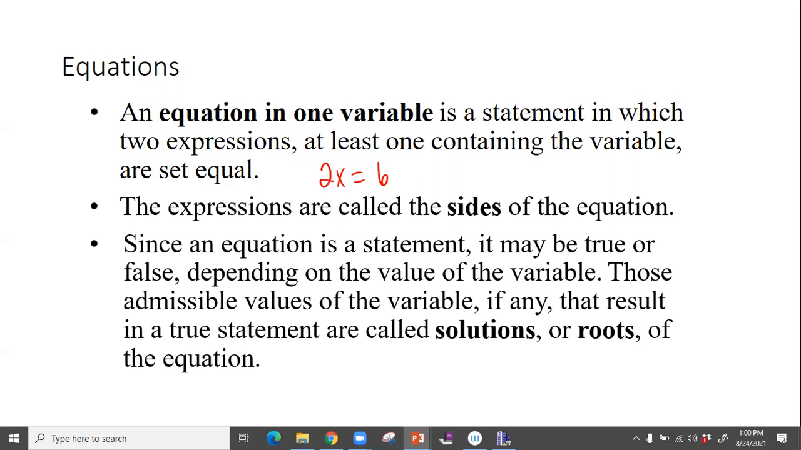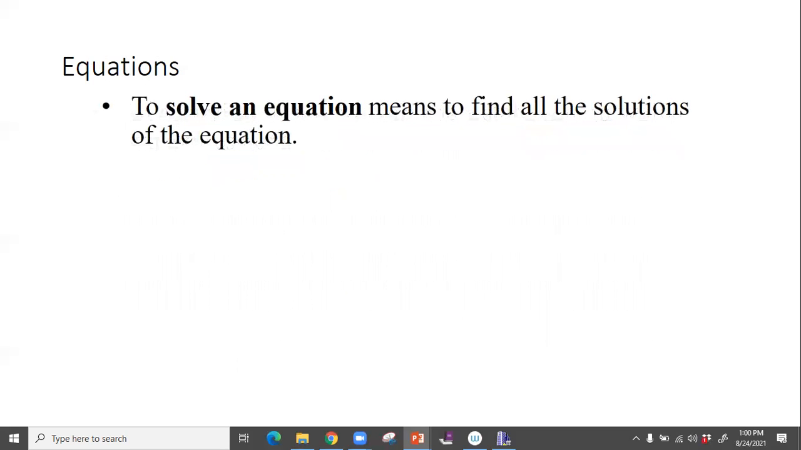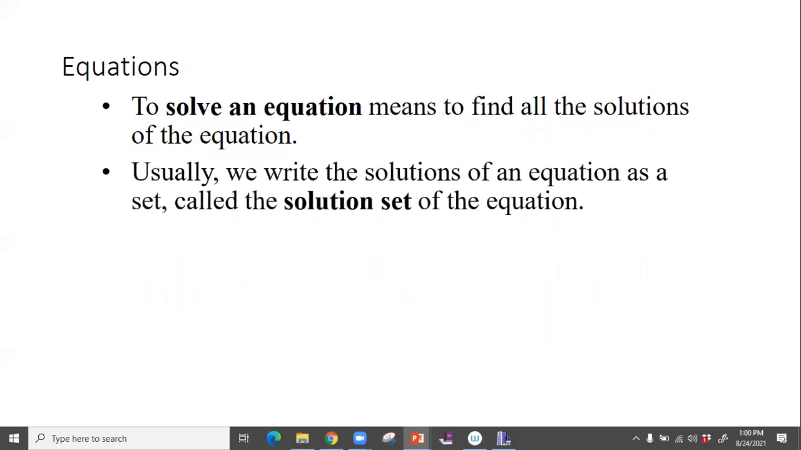When you have an equation, it can be true or false, depending on the value of the variable. These values are what we call the solutions or roots of the equation. So we are going to refer to them as solutions or roots. To solve an equation means to find all the solutions, all the possible values that would make it a true statement.